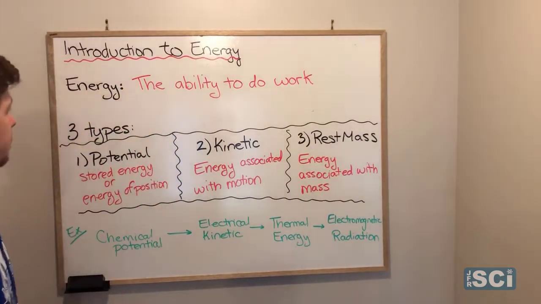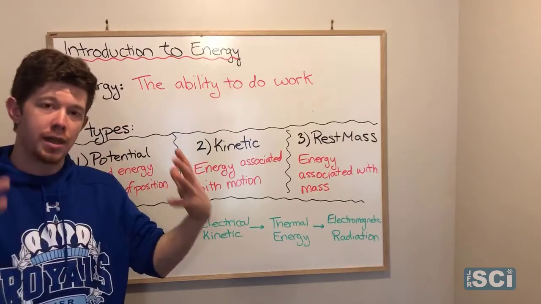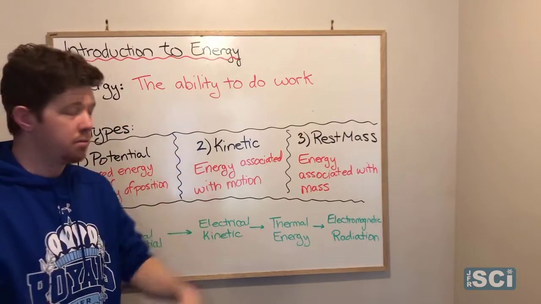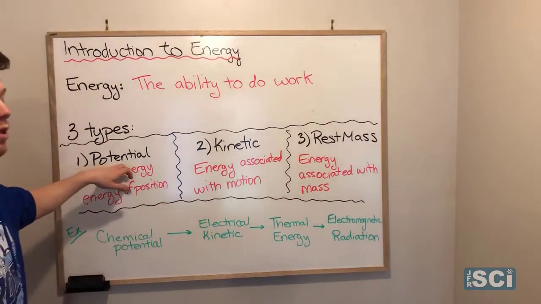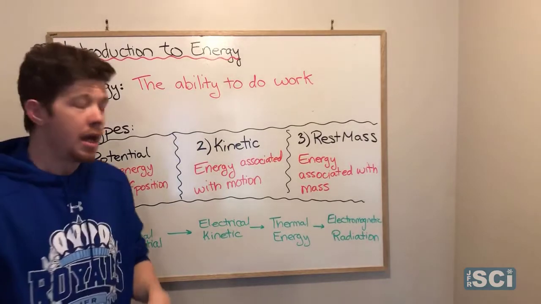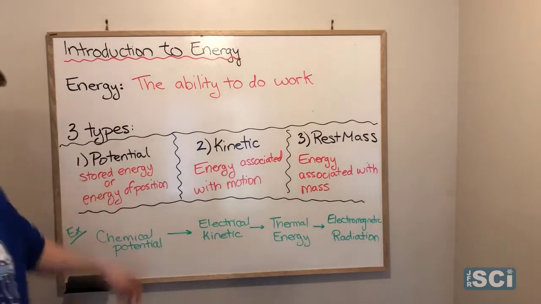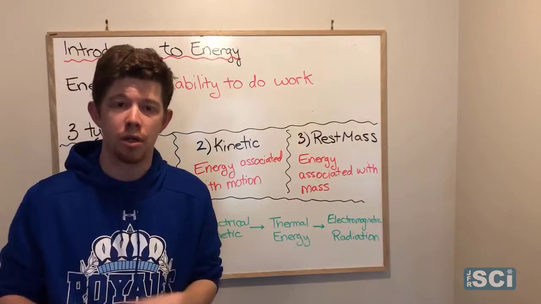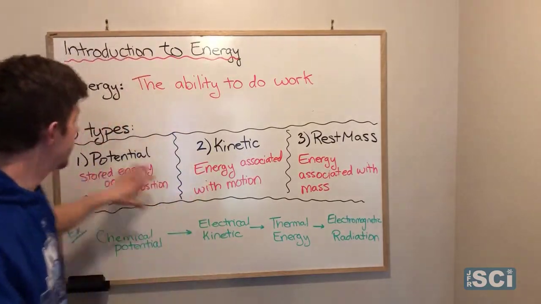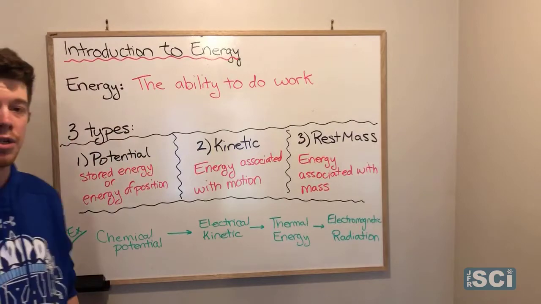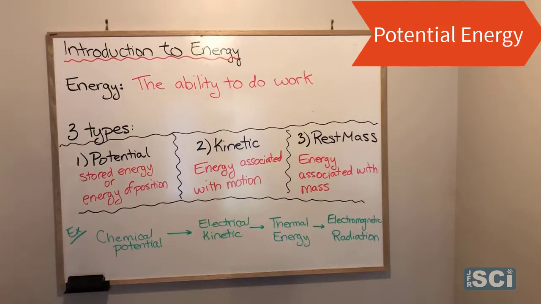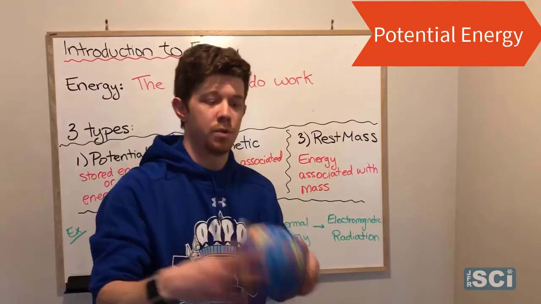Okay? So there's three types of energy if you look at them as an umbrella of terms. The first one would be potential energy. So these are the types of energies that would be formed in stored energy or by position. Now I have a couple of demos to show you some of the different types of potential energies. The first one, I'm going to use this ball to demonstrate.